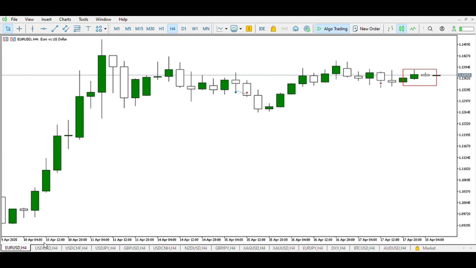You can see Euro USD, USD CAD, USD CHF, USD JPY, GBP USD, USD CNH, NZD USD, so many pairs on this tab. Do I trade them all? No. Can you trade them all? Maybe, if you want. Should you trade them all? In my opinion, no. Because there are a few selected pairs.